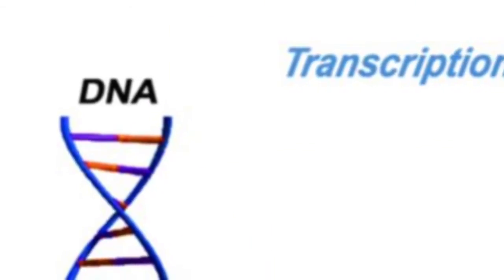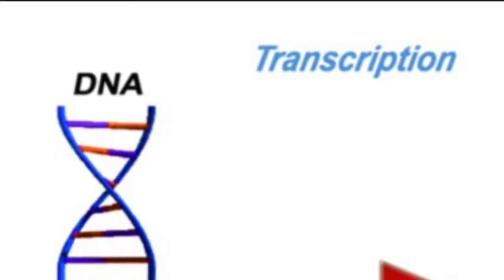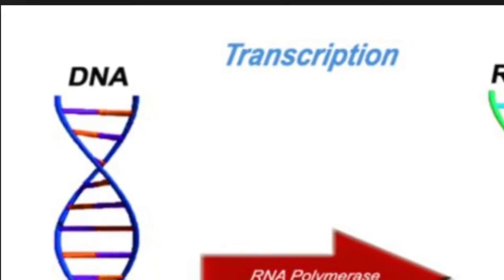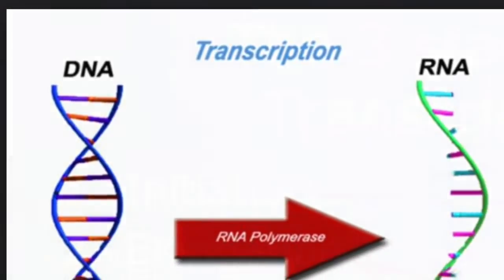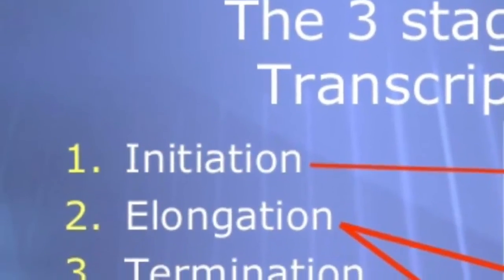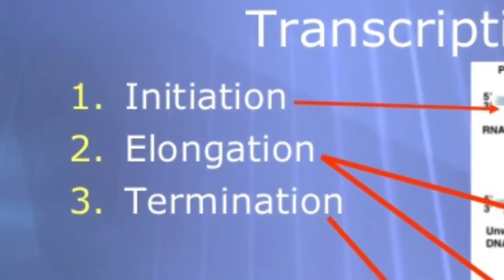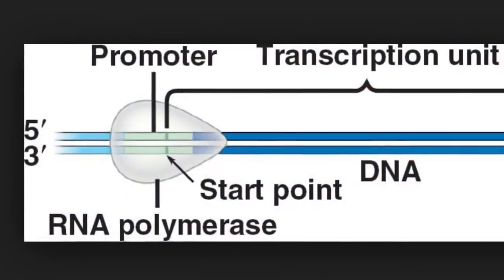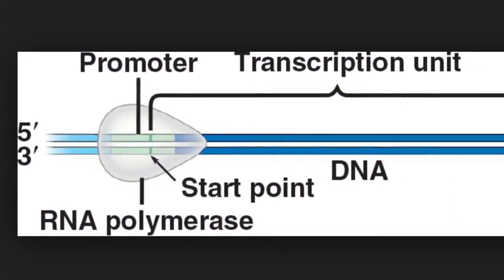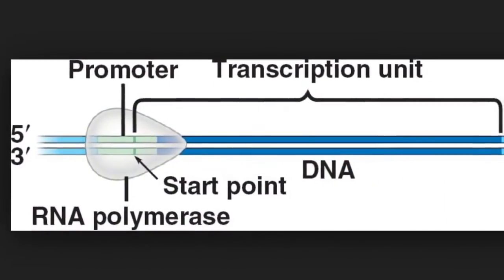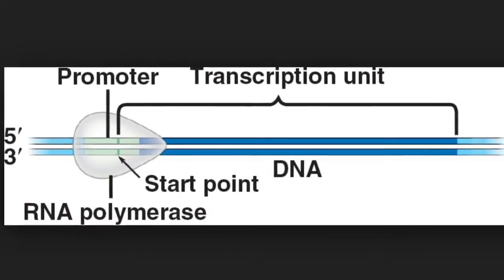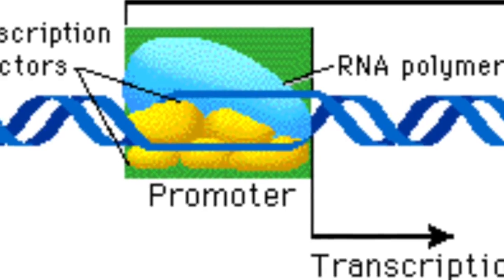The first step in protein synthesis is transcription. This is when RNA is created from a DNA template. There are 3 steps to transcription. The first is initiation. In initiation, an RNA polymerase attaches to an area on the DNA called a promoter. The promoter tells the RNA polymerase where the beginning of a gene is. RNA polymerase is an enzyme that creates the RNA.